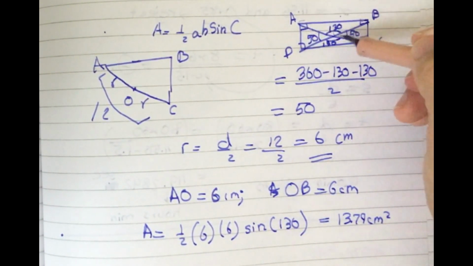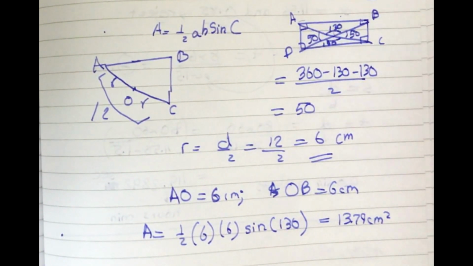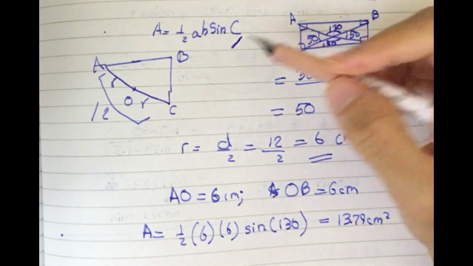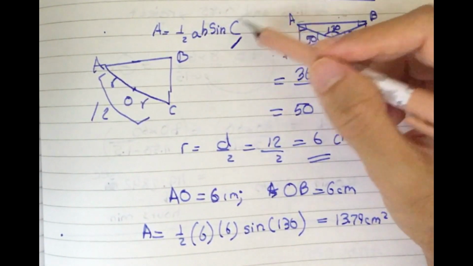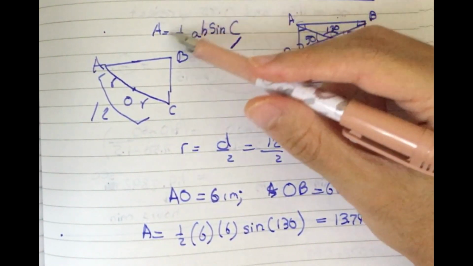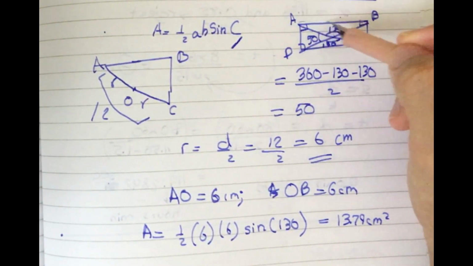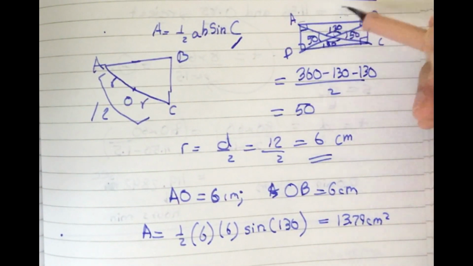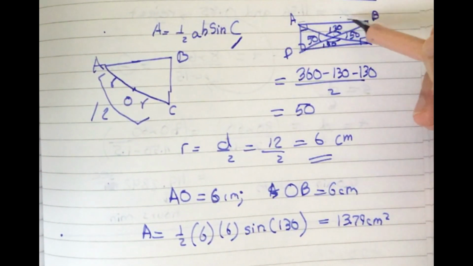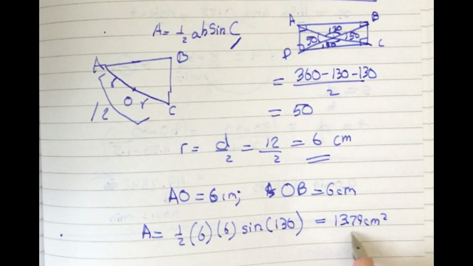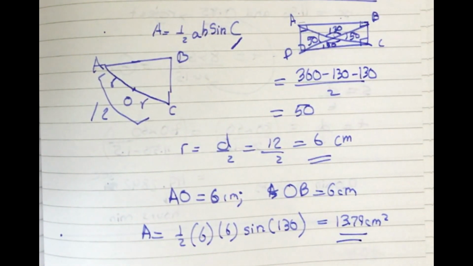And this is side C, because opposite to angle C is side C. I'm talking about the C in this formula, not this C in the diagram. So this is A, this is B, and we know their radii are the same, so it's 6 and 6. Then this C is over here, because opposite to the angle is side C. This side is C according to the formula, not the diagram. So that's how I calculated it, and I got my final answer as 13.79 centimeters squared. This is your final answer.